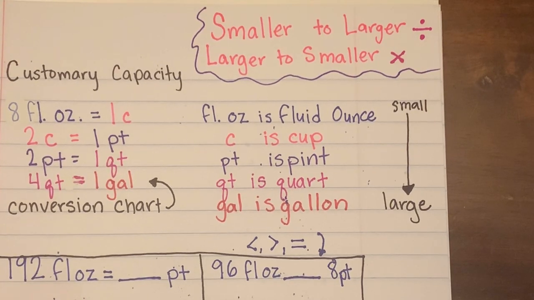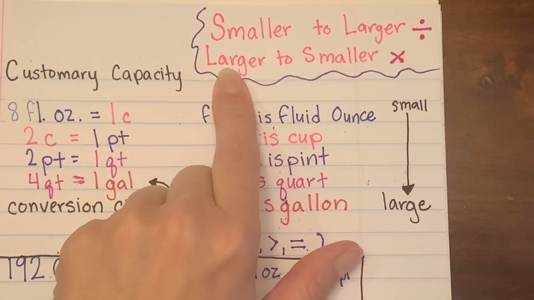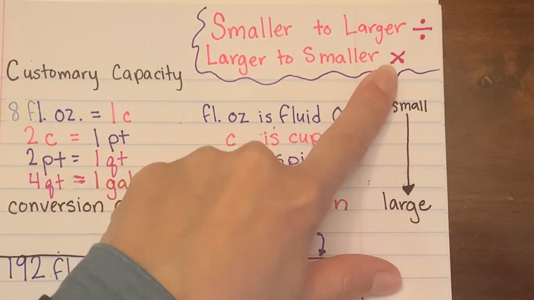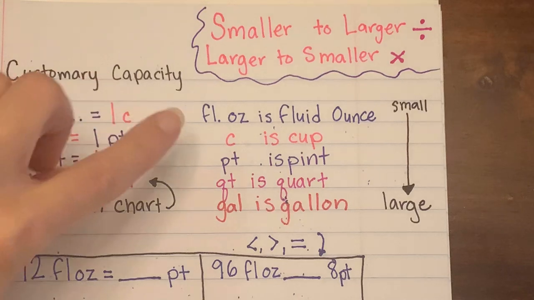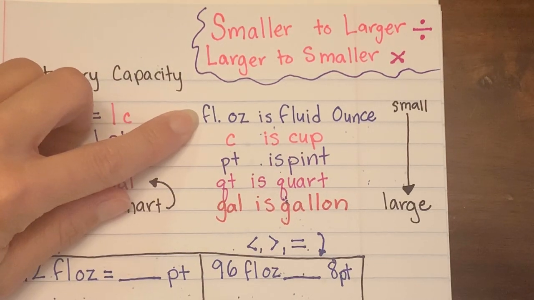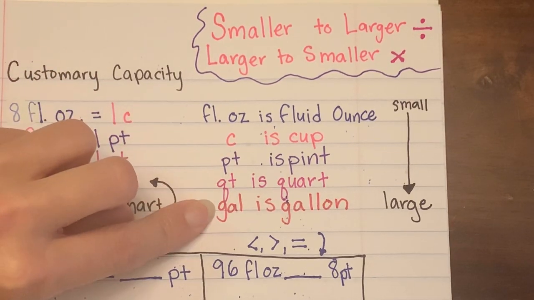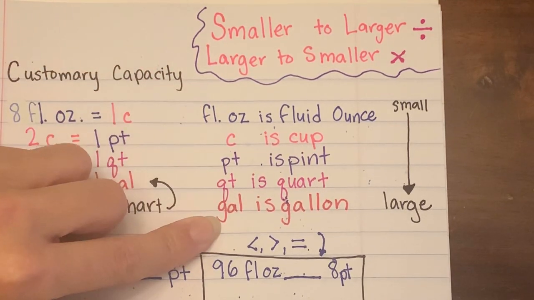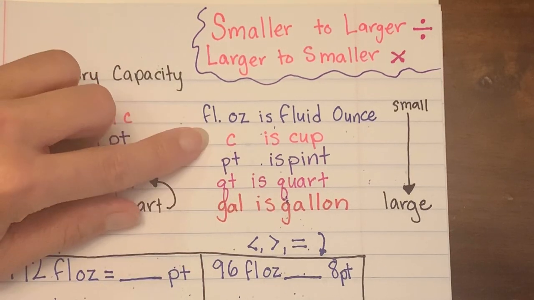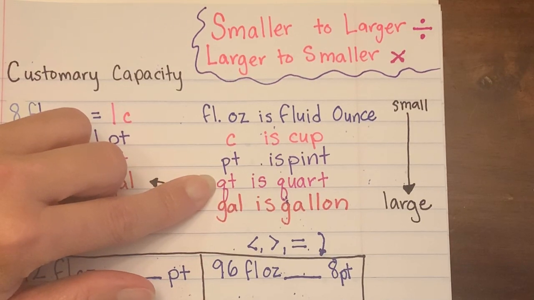All right, just like yesterday, when we go from a smaller measurement to a larger measurement, we are going to divide. And when we go from a larger measurement to a smaller measurement, we're going to multiply. So just like we did on the length, you're going to do the same thing with the capacity. Over here, I have what we have: fluid ounces, cups, pints, quarts, and gallons. On this, I have gone from the smallest measurement to the largest measurement. So if I'm going from here to here, I'm going to divide. But if I'm going from gallon to quart, I'm going to multiply.